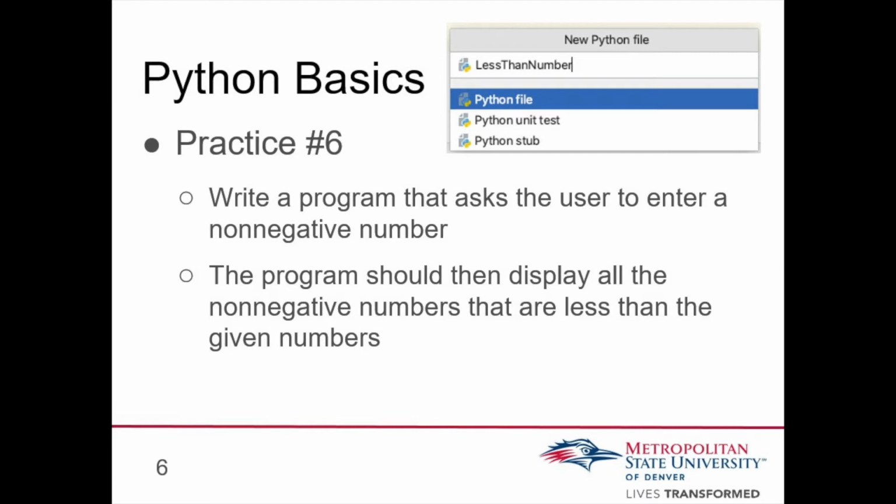Now let's consider another example where we actually care about the counter variable because we want to print it. The problem description says, write a program that asks the user to enter a non-negative number. The program should then display all the non-negative numbers that are less than the given number. For example, if the number entered is 5, the program should display 0, 1, 2, 3, and 4. Which value do you think we should use for range stop parameter this time? Think about it. Use less than number as the name of your program.